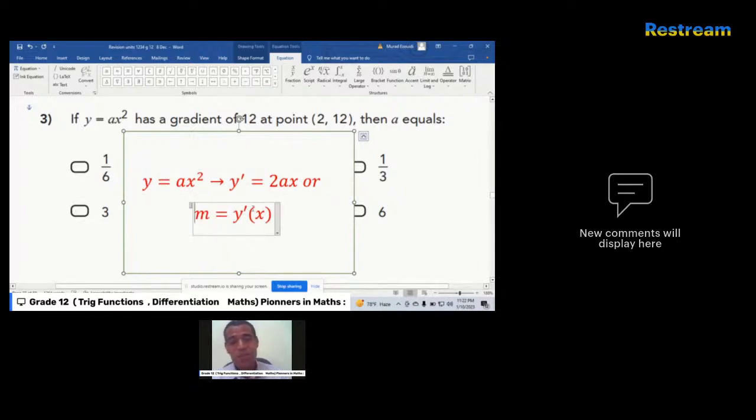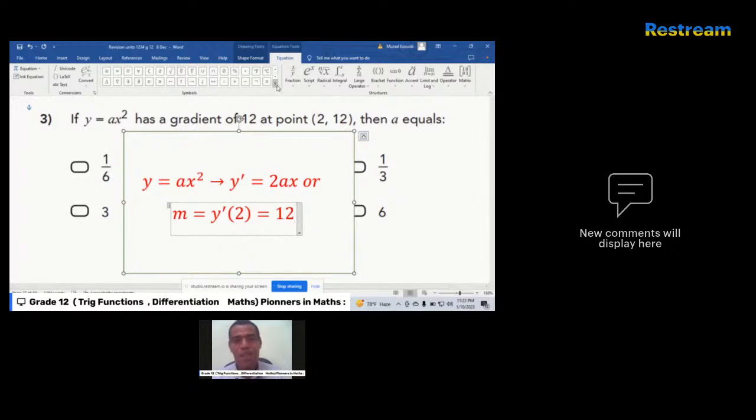Now y dash is in general the gradient of the tangent on the curve. Of course, the gradient of the tangent on the curve is written in terms of the first derivative of the function where x equals, for example, 2, 3, and so on. Therefore, now replace x with 2. It equals 12, learners. From the beginning, I told you that the gradient is 12.